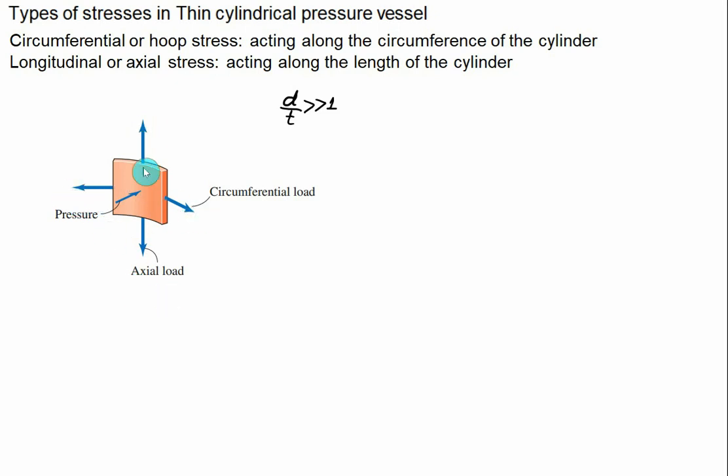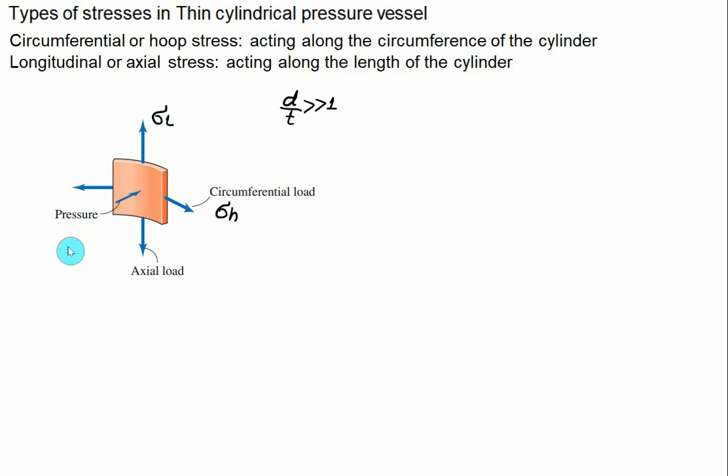So two loads will act here. One is along the axis, that will be called the axial load, and one load will be called the circumferential load. Along the circumferential direction, we have a circumferential stress or the hoop stress developed, which is acting along the circumference of the cylinder and is represented by sigma h. The other stress is developed along the axial load, that will be called the longitudinal, or the axial stress, represented by sigma L.